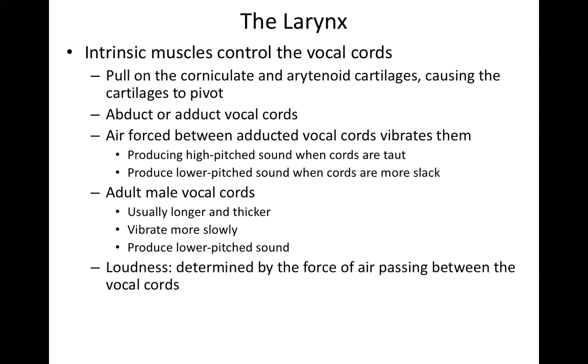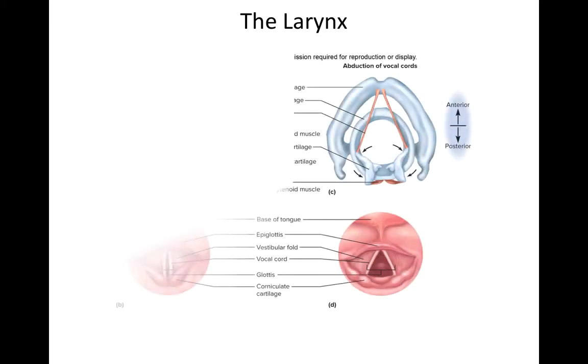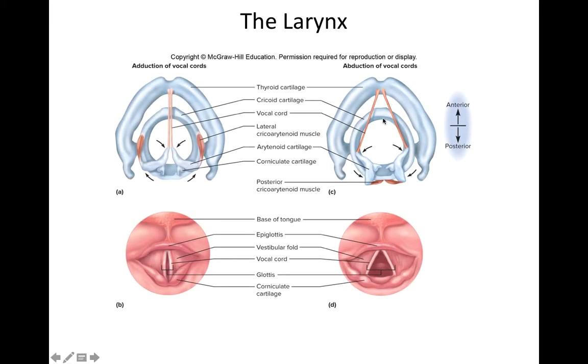Loudness is determined solely by the amount of force that you're putting into pushing the air up. It doesn't have to do with any anatomy of the cords. Now, the vocal cords simply produce a buzzing sound. You have to shape that into recognizable sound. So here we can get this idea of abducting and adducting the cords. It is the arytenoid and corniculate cartilages that are attached to these muscles that allow you to either close it off fairly well or open it up more.